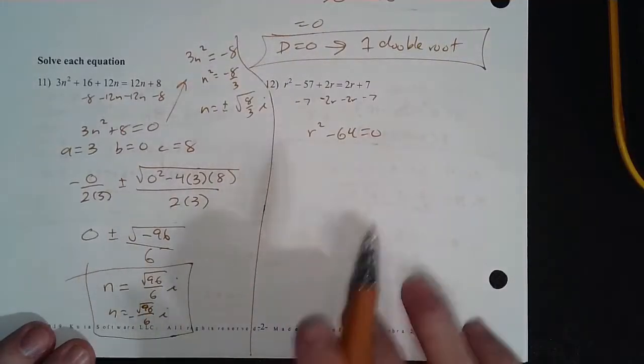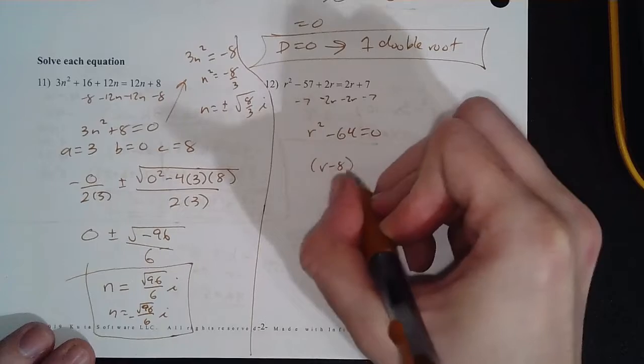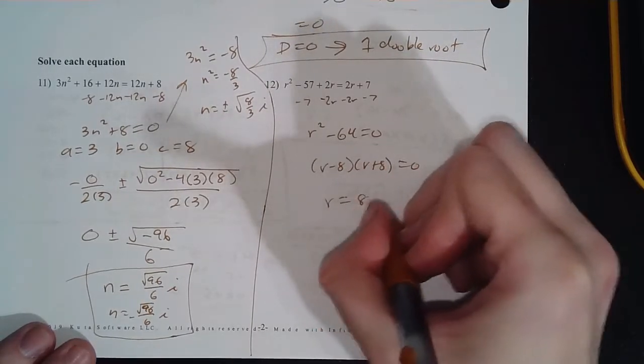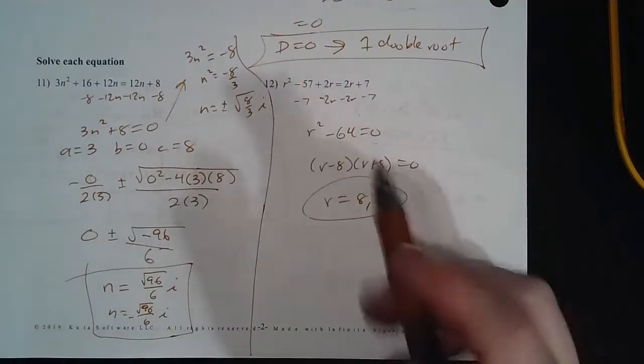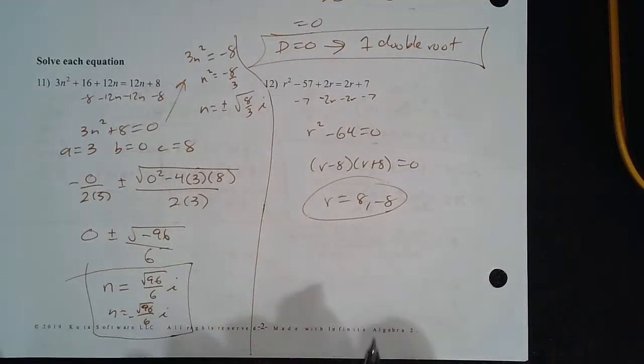And this one has a really cool thing that's nice. It's a difference of 2 squares. So we got r minus 8 times r plus 8. And therefore r equals 8 and negative 8. So easy. Could have also added 64, taken the square root, got the plus or minus. Lots of good options here.